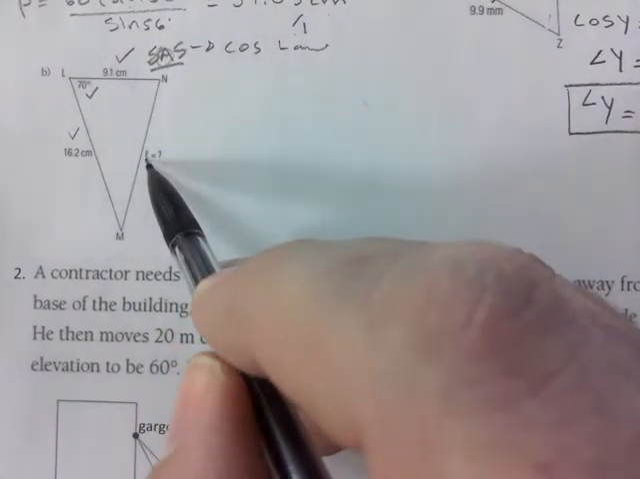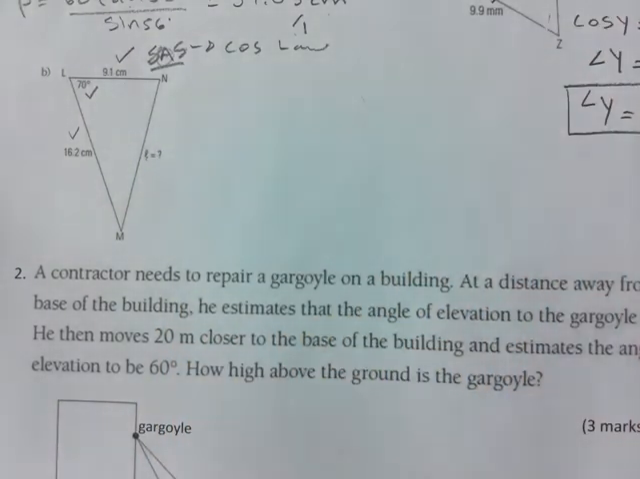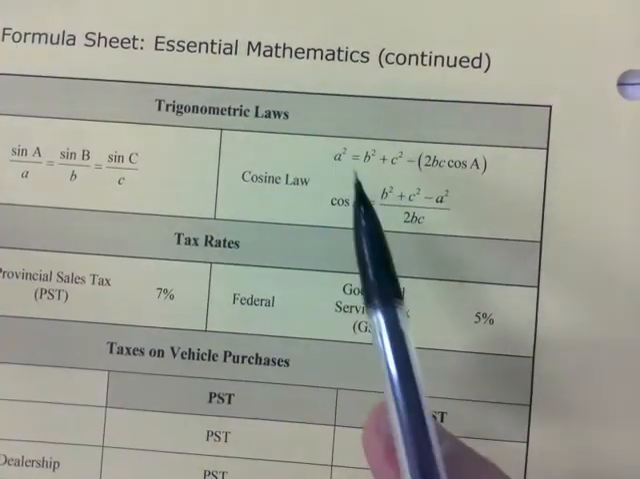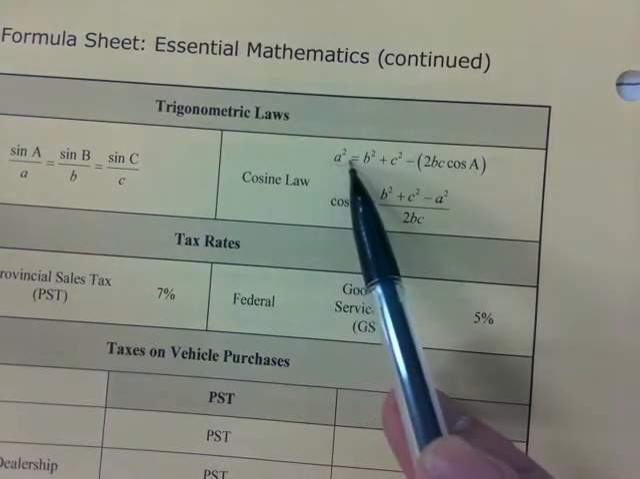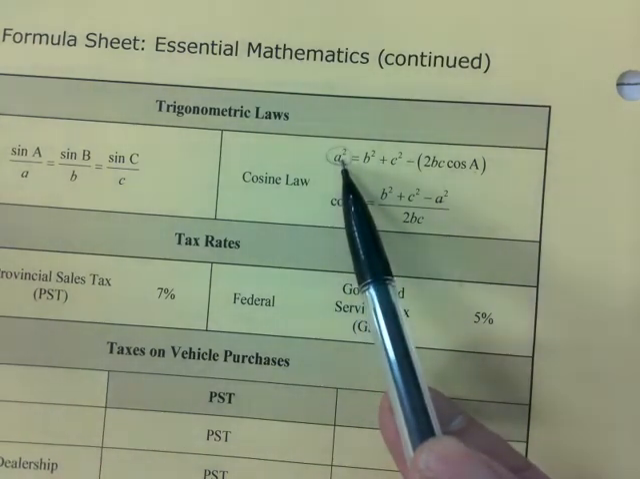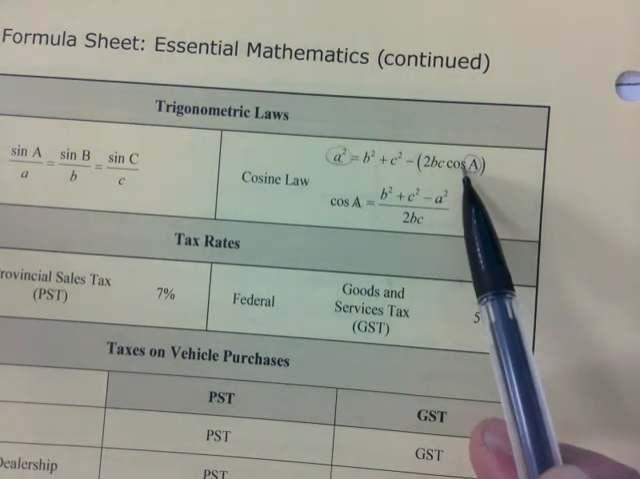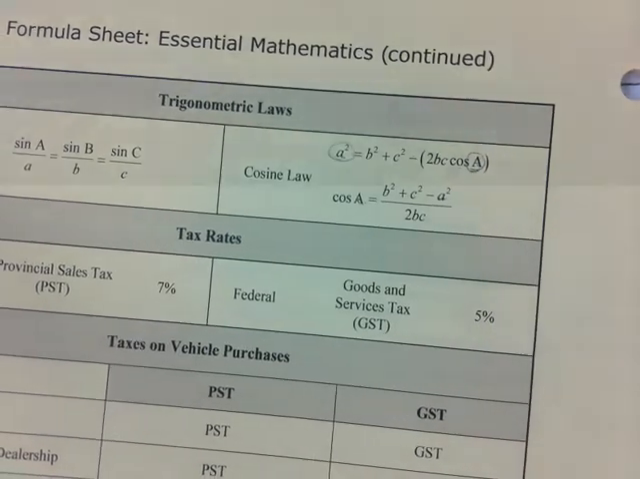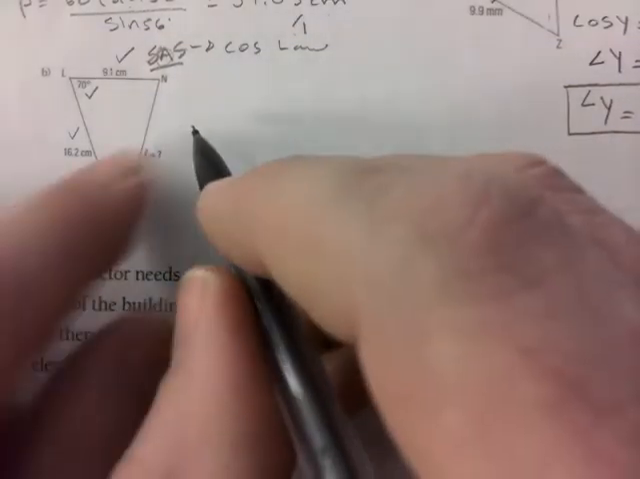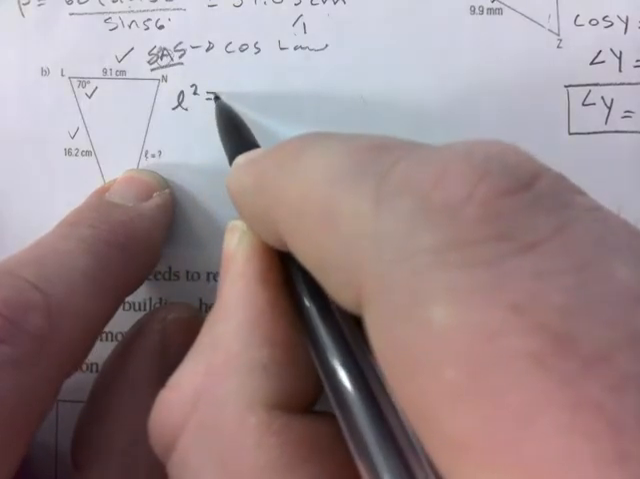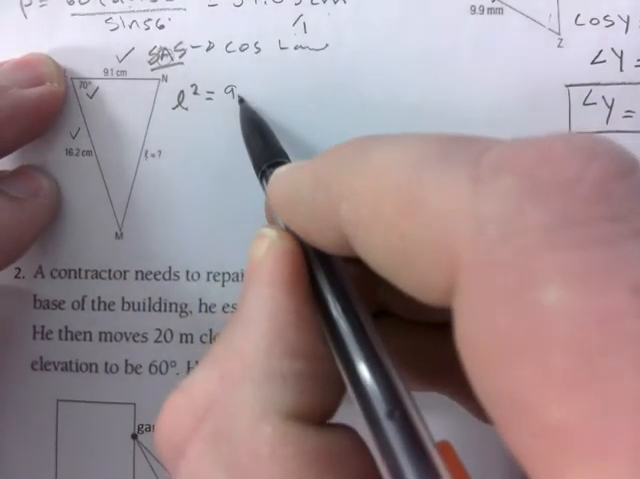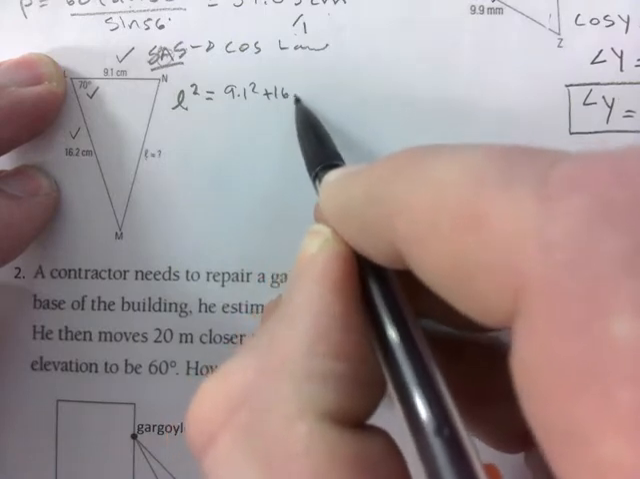So I want L. I'm going to look at my study sheet. And if it's SAS, it's this one that I'm using. If I want to find this side, in this case it's side A, then I must have the angle across from it and the end here. That's what I want you to focus on. So in this case, L is my unknown. I square it. I take the other two sides, square those.